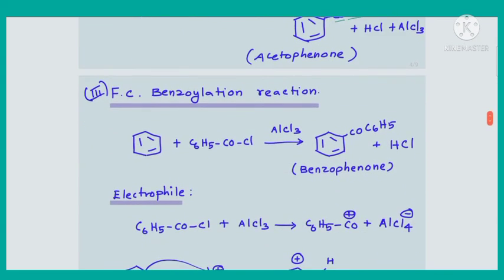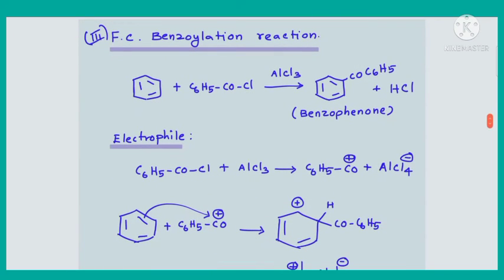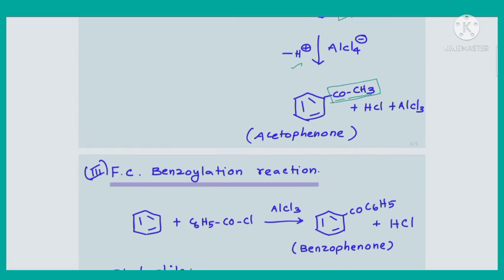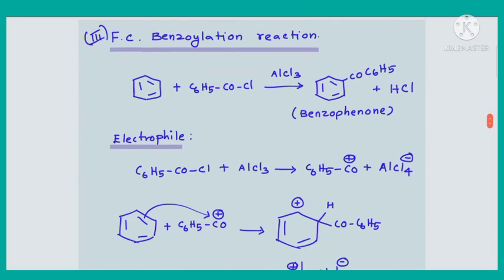Okay, similarly the third Friedel-Crafts reaction is Friedel-Crafts benzoylation reaction. The previous one is acetylation because we take benzene ring and introduce the acetyl group. Introducing an acetyl group to the benzene ring is called acetylation. Similarly, this is Friedel-Crafts benzoylation, which means we take benzene and introduce the C6H5CO group, the benzoyl group. What is this called? Benzoyl. So adding a benzoyl group to the benzene ring is Friedel-Crafts benzoylation reaction.